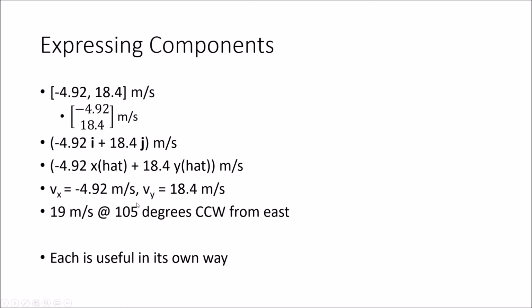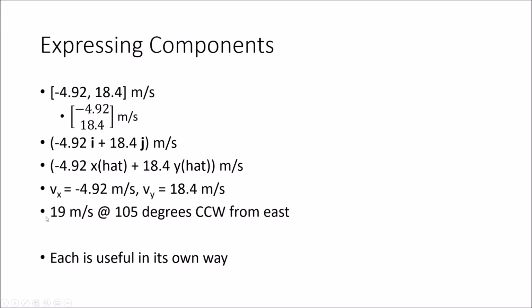I like this format. I also like 19 meters per second at an angle of 105 degrees counterclockwise from east. This takes a while to say, but it's telling you the magnitude and the direction all right there. I'd say these last two are the best ways of expressing vectors.